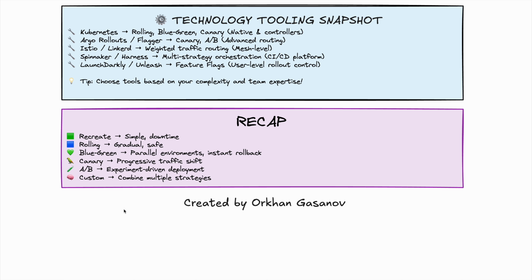But usually, what we do in production is combine them. We are not using just a rolling strategy, or just blue-green. We usually come up with our own custom version to roll out our microservices.